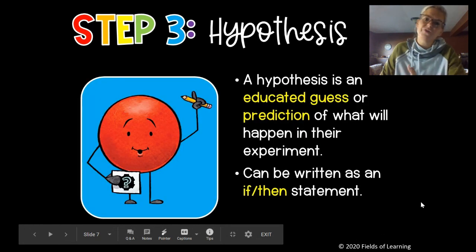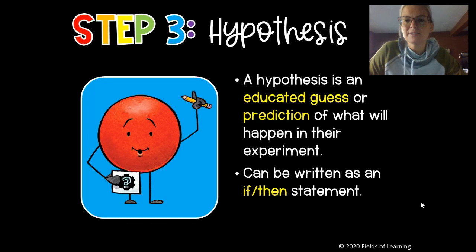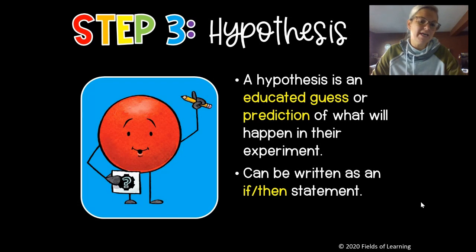Step 3, your hypothesis. A hypothesis is an educated guess or a prediction of what will happen in their experiment. It can be written as an if and then statement. So if I was to pour the soap into the bath, then this would happen. Okay, so there's your example.